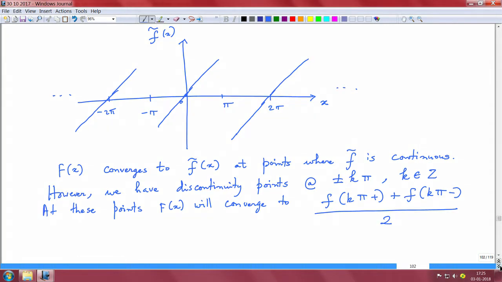Of course, when we observe this figure, the discontinuity points are at odd multiples of pi here. So, I would say that this is going to be at plus minus 2k plus 1 times pi, and k belongs to the set of integers, positive integers, and you have to include 0 as well. We would have studied this in our undergraduate curriculum.